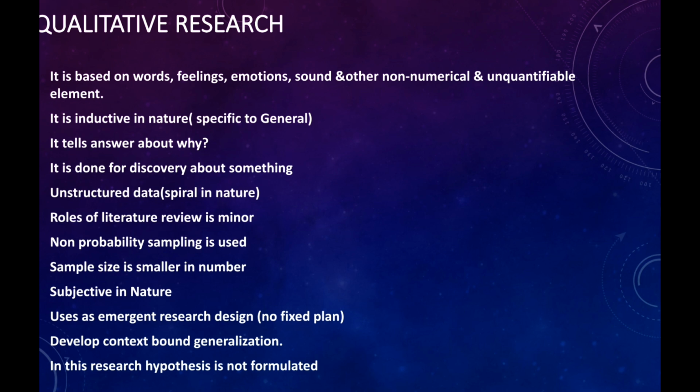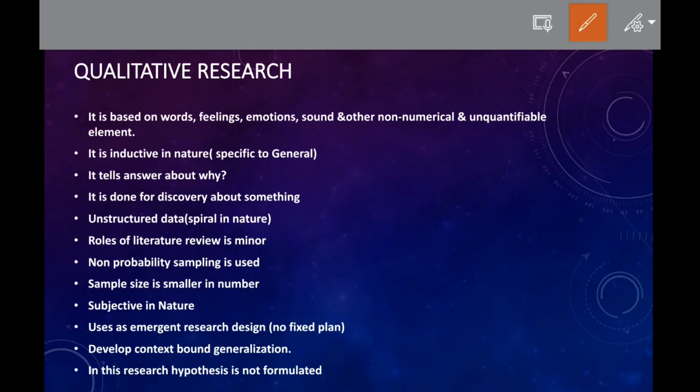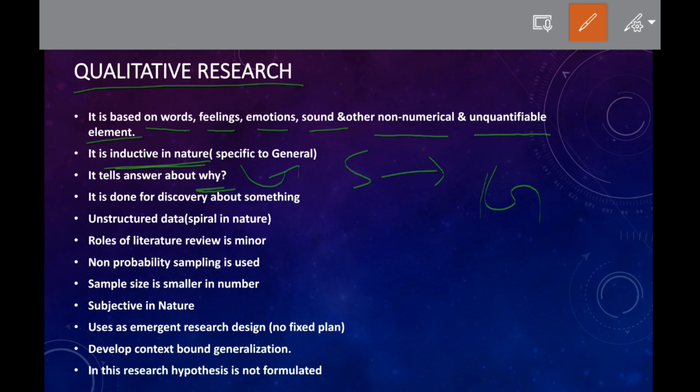Then come to qualitative research. Qualitative research is based on words, feelings, emotion, sound, and other non-numerical or unquantifiable elements. Then it is inductive in nature, which means specific to general. It answers why type of questions. It is done for discovery about something. The data is unstructured, spiral in nature. The role of literature review is minor. Your literature review doesn't have an impact.